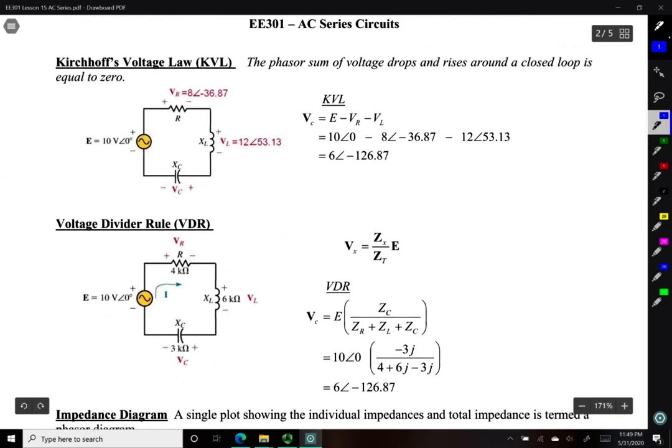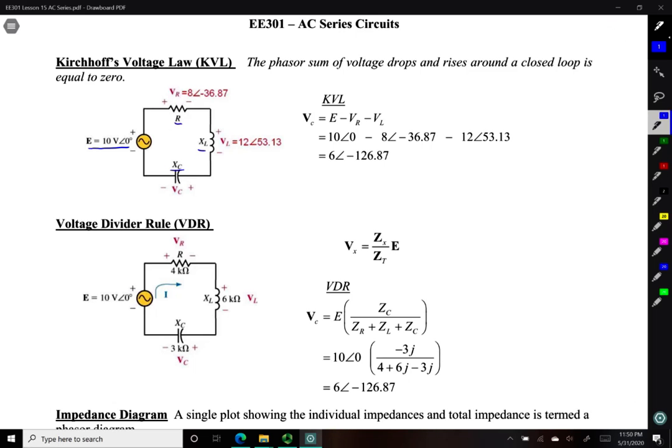Now we'll also take a look at Kirchhoff's voltage law and the voltage divider rule. Again, the same principles apply, however now we're dealing with phasors for our voltages, and our resistors are now being replaced by impedances, which are complex numbers. So here we have Kirchhoff's voltage law, and the phasor sum of voltage drops and rises around a closed loop is equal to 0. So for this circuit right here, we have a voltage rise in the form of this source, and then we have 3 voltage drops with this resistor, inductor, and capacitor.